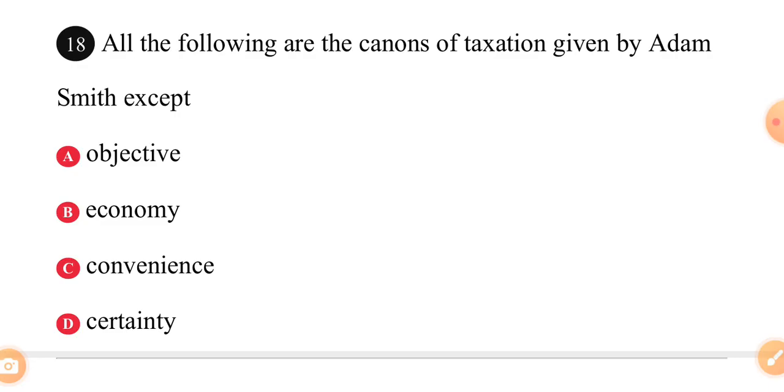All the following are the canons of taxation given by Adam Smith, except all the following.